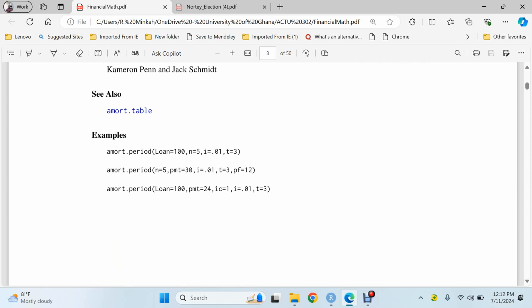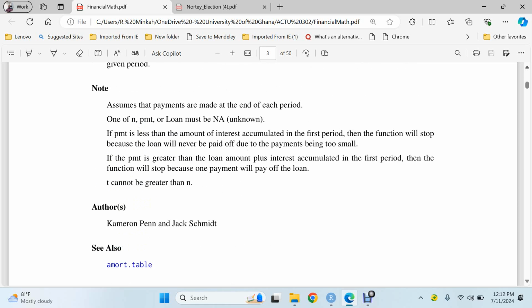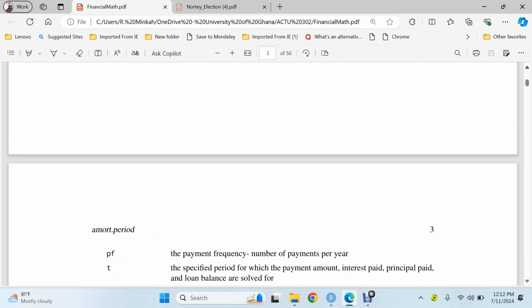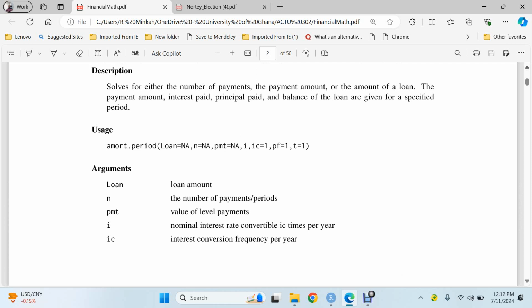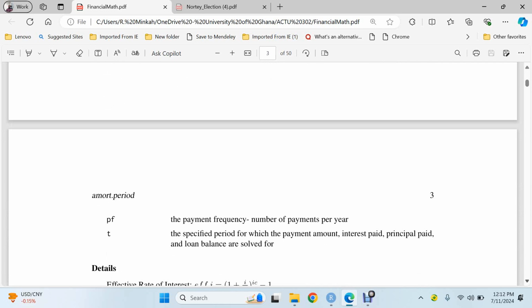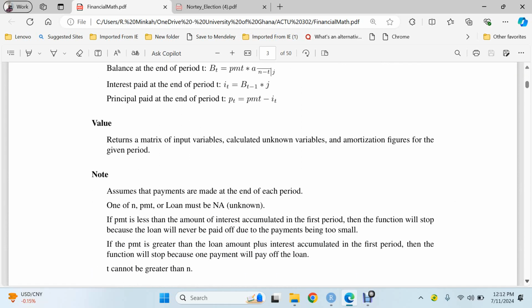So this is a loan. The number of repayment periods is 5. The interest rate is 1%. The time of payment is 3%. And you run this, you will get the output in a matrix form, and so forth. So it's quite straightforward how these can be used.